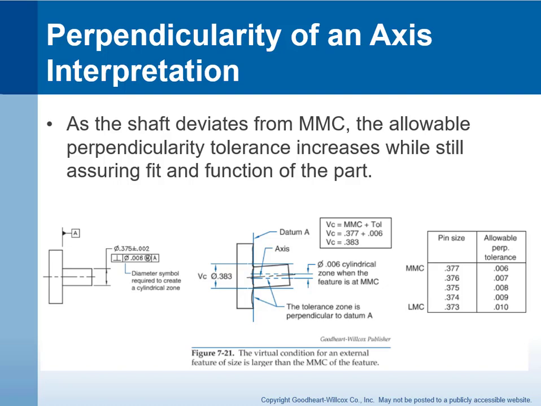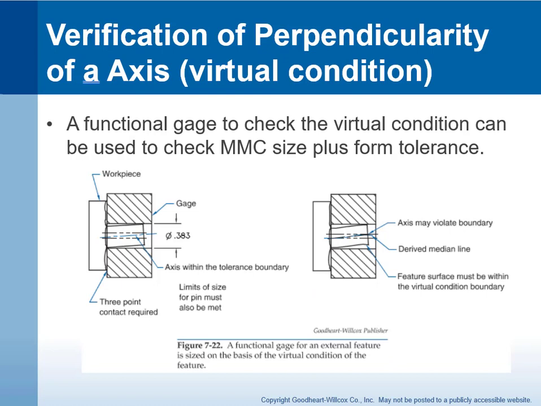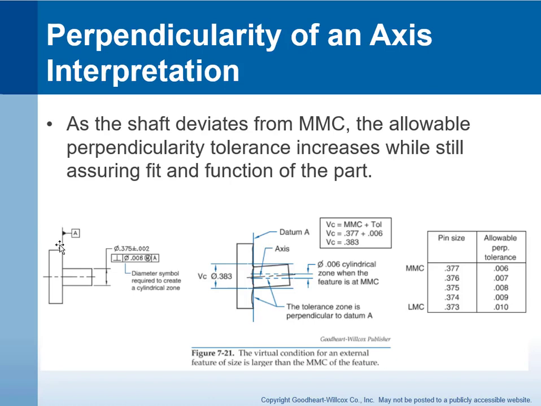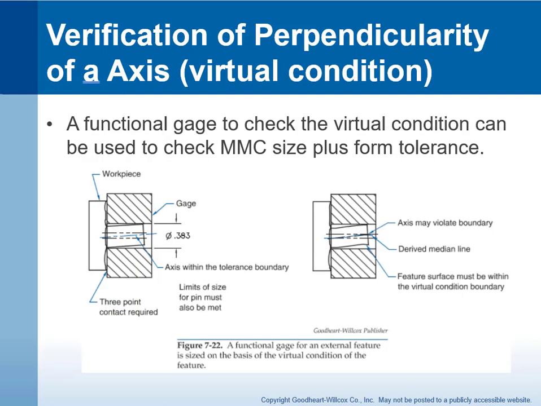Now, how do we verify one of these? Okay, we verify with a functional gauge. So the functional gauge will pick up datum A. So if we look at what we have here, we have datum A here, and then we have a virtual condition of 383. So how is our functional gauge built?